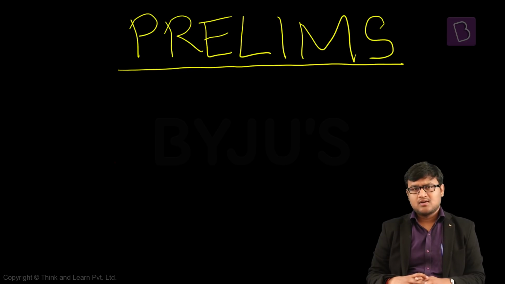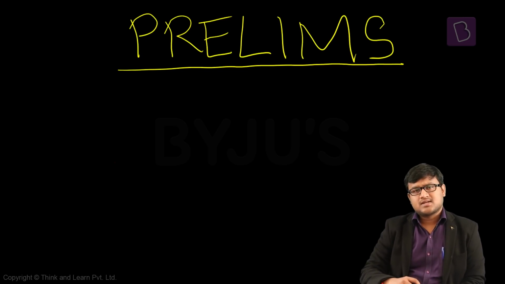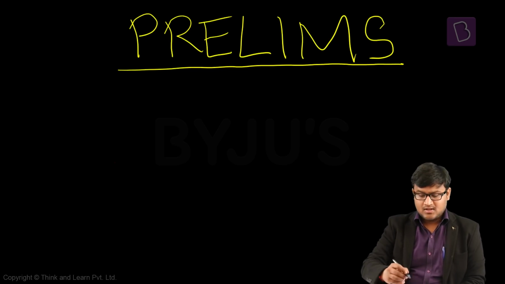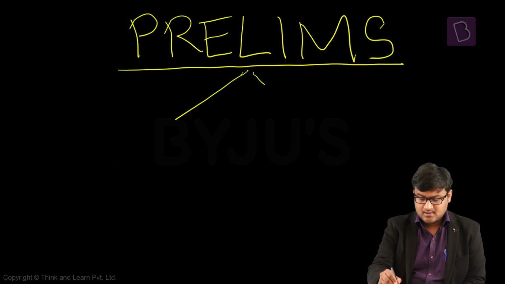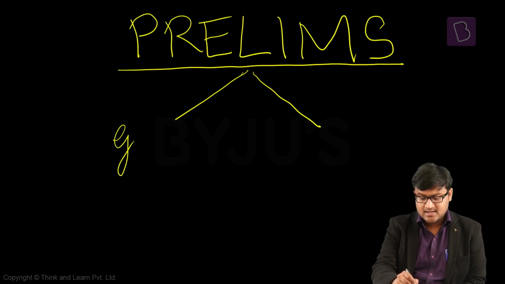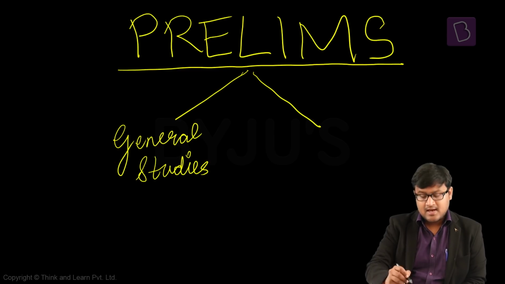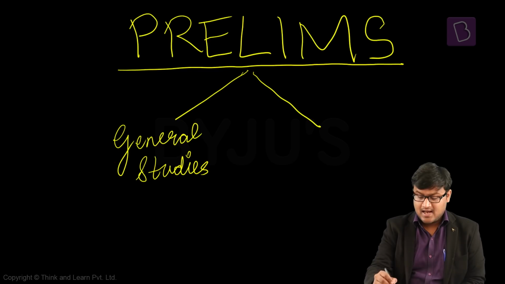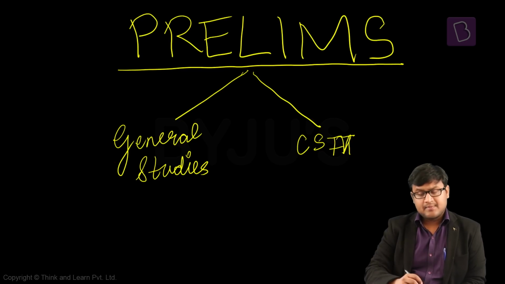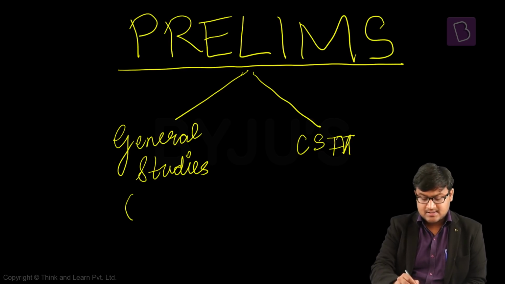First of all, let me tell you about the book list for preliminary examination. Preliminary examination has two papers which are taken in one single day. The first paper is the paper called General Studies, and the second paper is called CSAT, which is Civil Services Aptitude Test. Both the papers are of 200 marks.